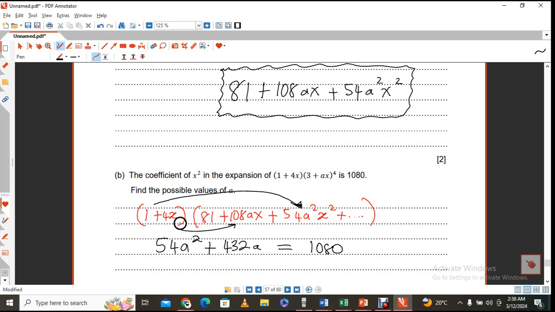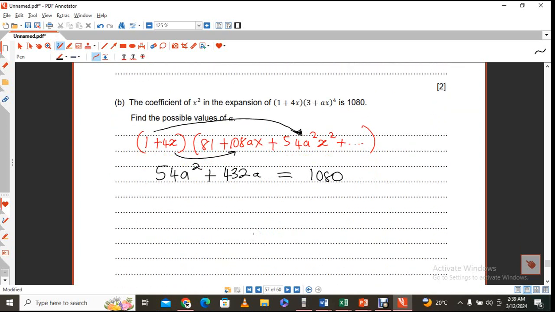So the reason why I don't go 4x times that one here, the x squared, is that the x will make it cubed. I'm just interested in the ones where the coefficient of x squared, whatever the coefficient will be, 54a squared and 432a, let's say equal to 1080. Of course, this becomes a quadratic equation, and you have got 54a squared plus 432a, and all quadratic equations are supposed to equal to 0.